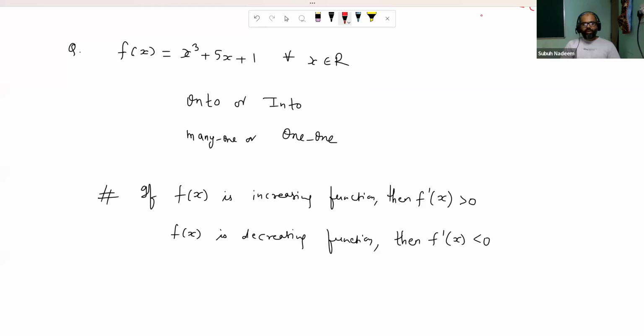So as I gave you the hint, you have to differentiate this. Can you tell me what will be the derivative of this function, f dash x? This is a simple differentiation. What is the differentiation of x cube? So as I am saying, 3x square plus 5 plus 0, correct? So this will be 3x square plus 5. x cube will give 3x square, 5x will give 5, and 1 gives 0.